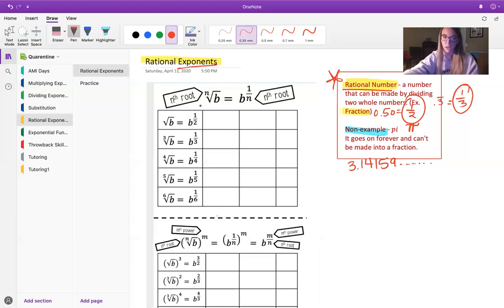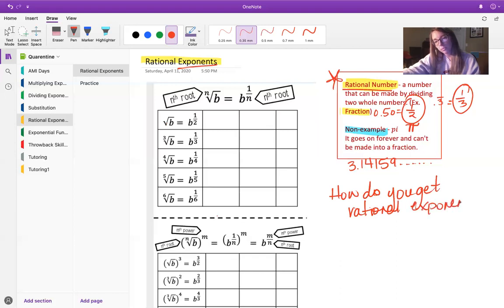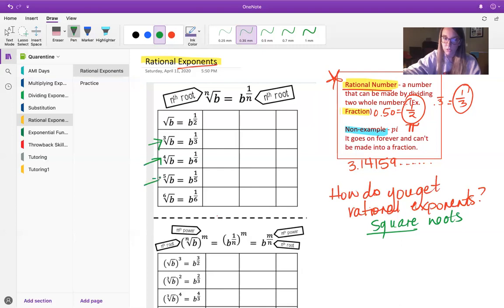So when you are looking at a number that has a fractional exponent, you may be wondering, how do you get rational exponents? Well, rational exponents come from square roots. It can also come from cube roots, fourth roots, fifth roots, sixth roots, and so on. This one right here doesn't have a number, but it's a square root. If there's nothing there, it's understood to be 2. All right, so that's how you get a rational exponent.